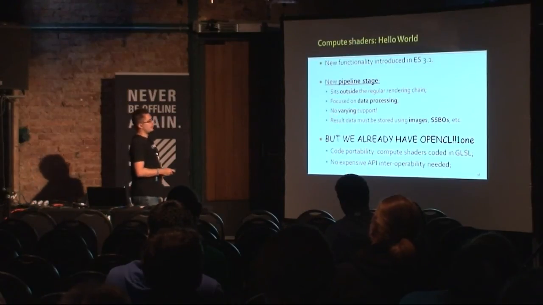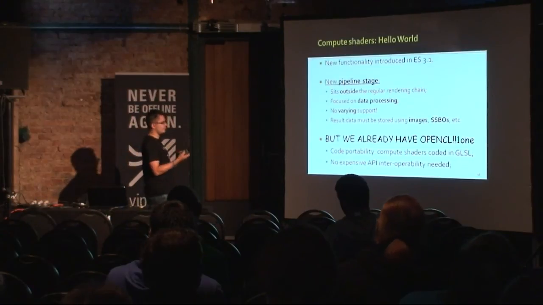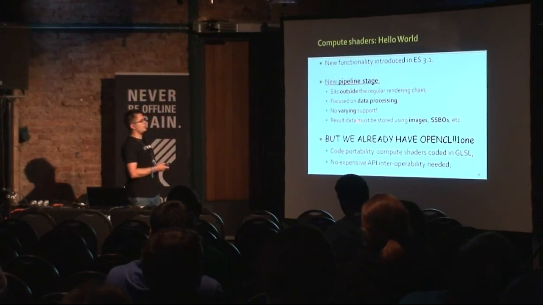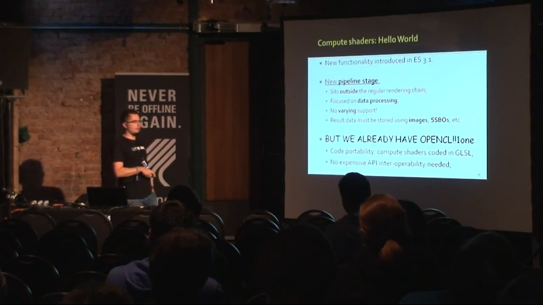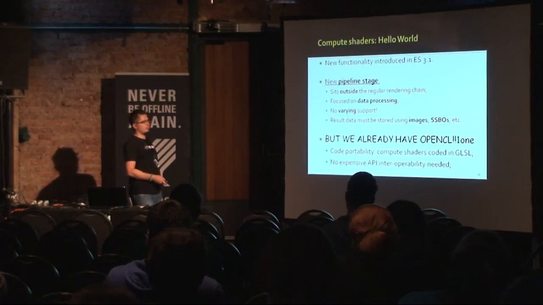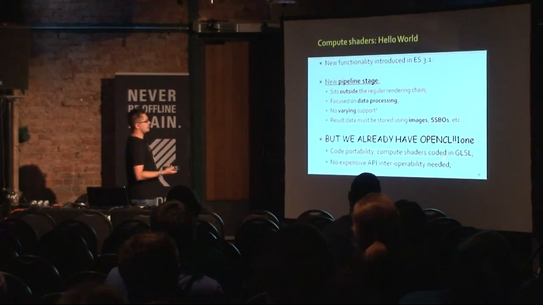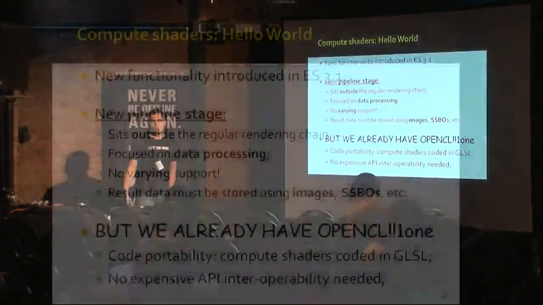So apart from the fact that you actually need to sample specific texture locations or images and such, you also need to keep in mind that anything that you come up with in your compute shader must be stored using images, SSBOs, etc. There is no gl_Position that you set.